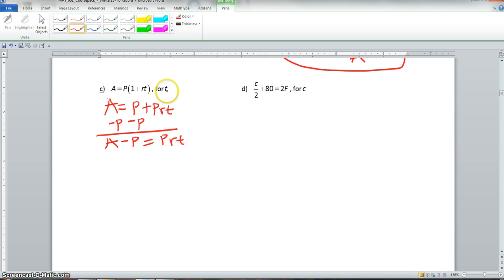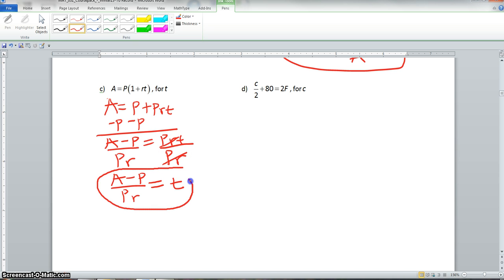Now we need to get T by itself. So P and R is connected to T by multiplication. So we'll divide each side by PR. So we will have A minus P all over P times R is equal to T, because these PRs simplify out. And this is your final answer.